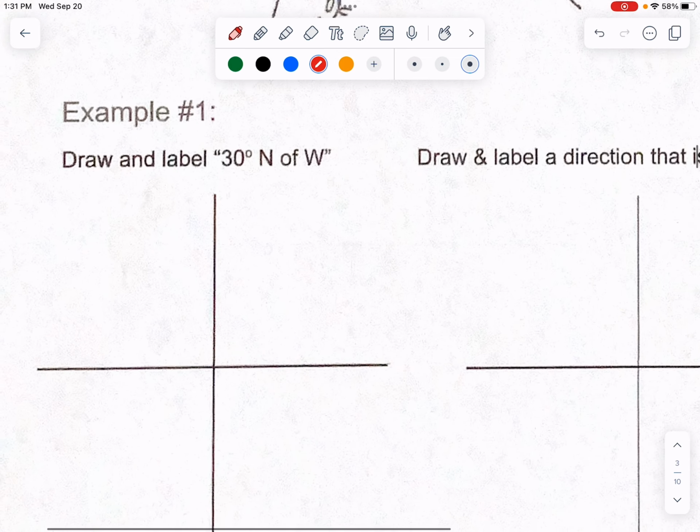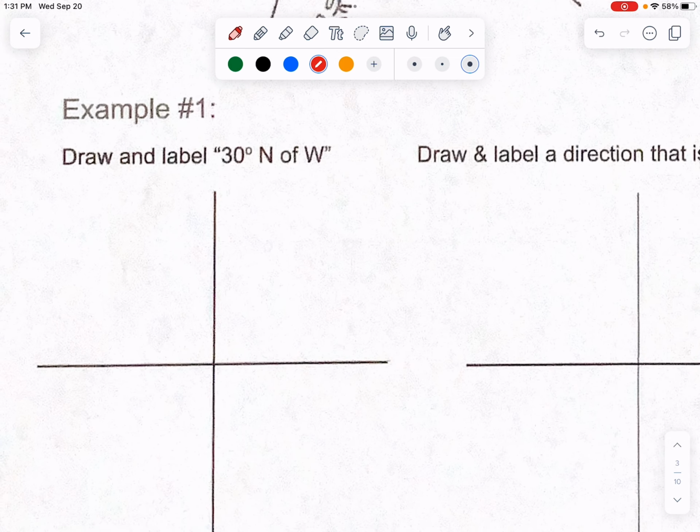So draw and label 30 degrees north of west. So we're going to deal with north, and we're going to deal with west. Now, you do not have to draw an accurate 30-degree angle. You do not need to break out a protractor and make it truly 30 degrees. I always just throw a line down the middle. One, that just gives you more room to work with when you're writing stuff, and it's just easier. You're still solving stuff the same, so it doesn't have to be perfectly accurate. You do not need to waste time making it 30 degrees.